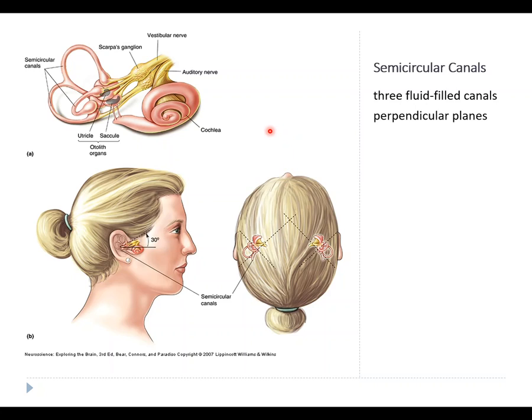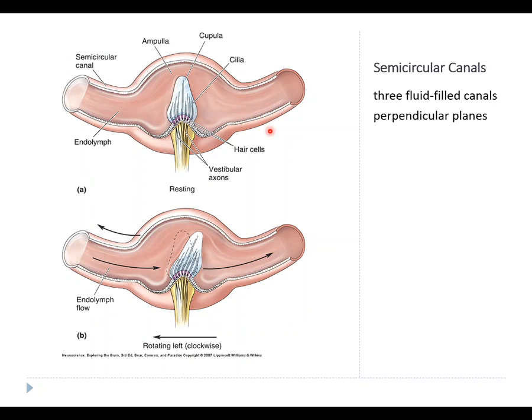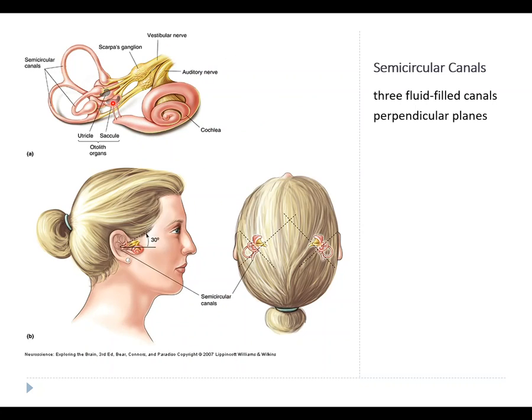If you were in an airplane, this front to back motion you'd call pitch, the side to side motion would be yaw, and left to right would be roll. And so this is detected by more hair cells that are in the base of the semicircular canal. So the base of each canal has this little bulge called an ampulla. So this is the ampulla of one of the semicircular canals. You can see the ampulla in the base of these canals down here.